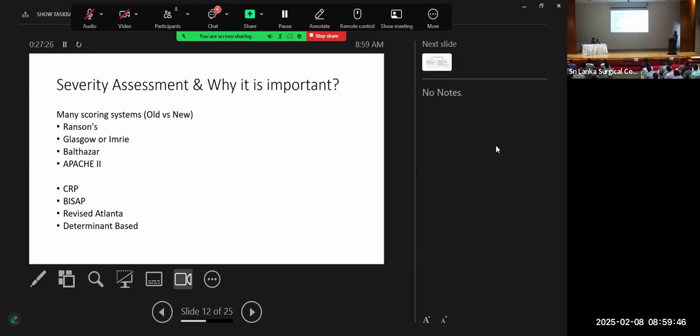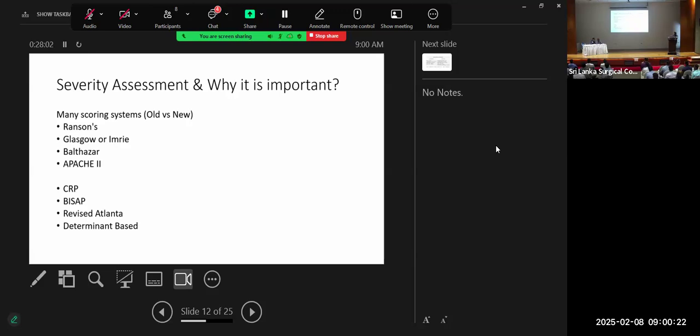For example, if you go with Ranson's, we had to memorize Ranson's when we were training. But I don't think it's necessary now because we have moved on to Revised Atlanta and it's much simpler, right? So Ranson's, the first investigations, white cell count, AST, you can do. Age you can assess, sugar you can assess, but LDH in a night casualty, you can't get an LDH done. So you can't score the immediate ones there.